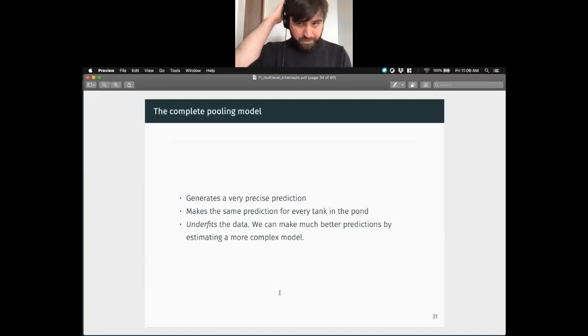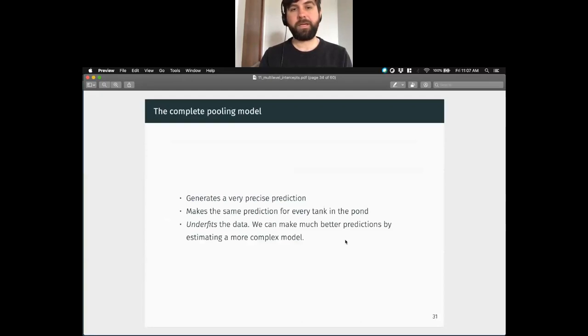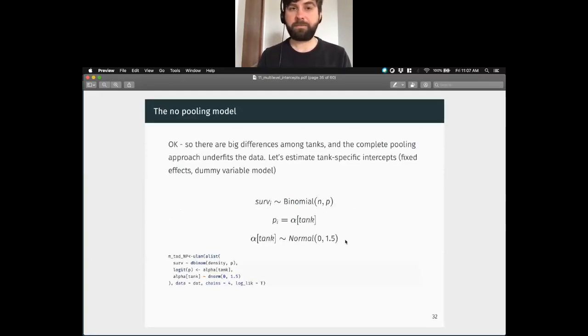So it generates a very precise prediction, right? Narrow interval. And it makes the same prediction for every tank in the pond, right? This is in terms of the expected value. But it underfits the data, right? We haven't used all the information we've got. So we are going to have relatively high errors in terms of the difference between the observed value and the expected value. So we can make much better predictions by estimating a more complex model. Let's try that. Let's estimate a no pooling model.